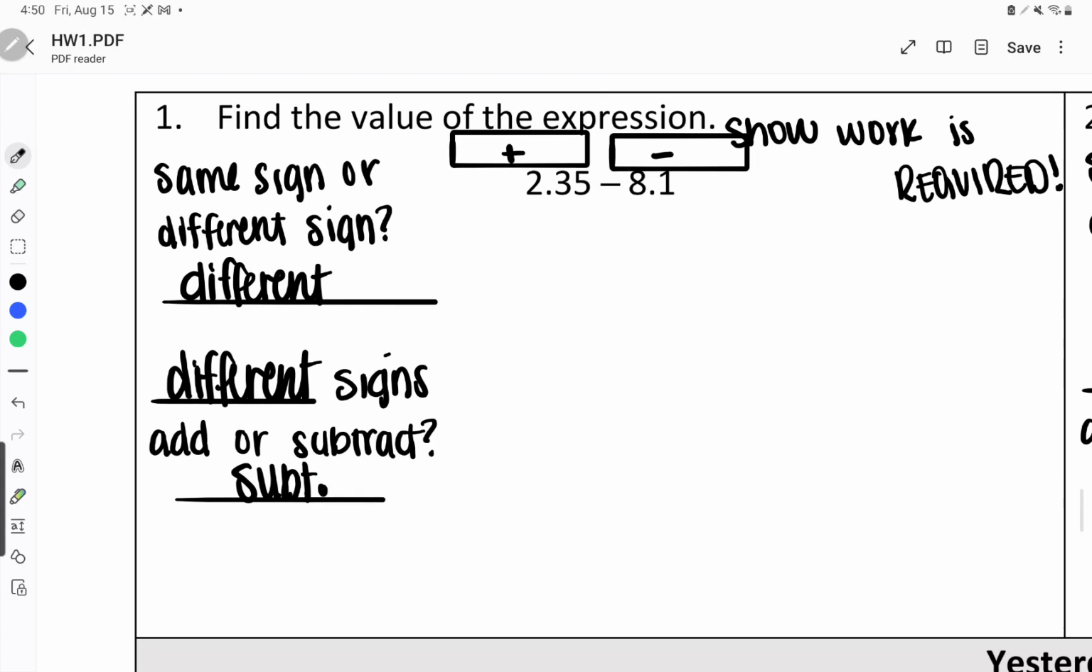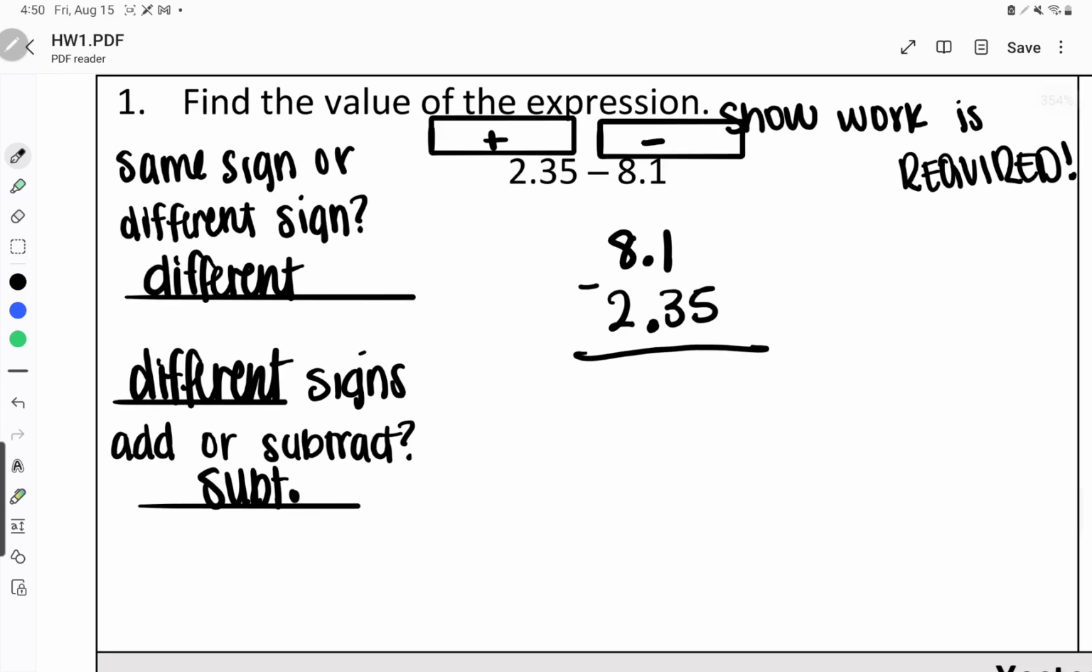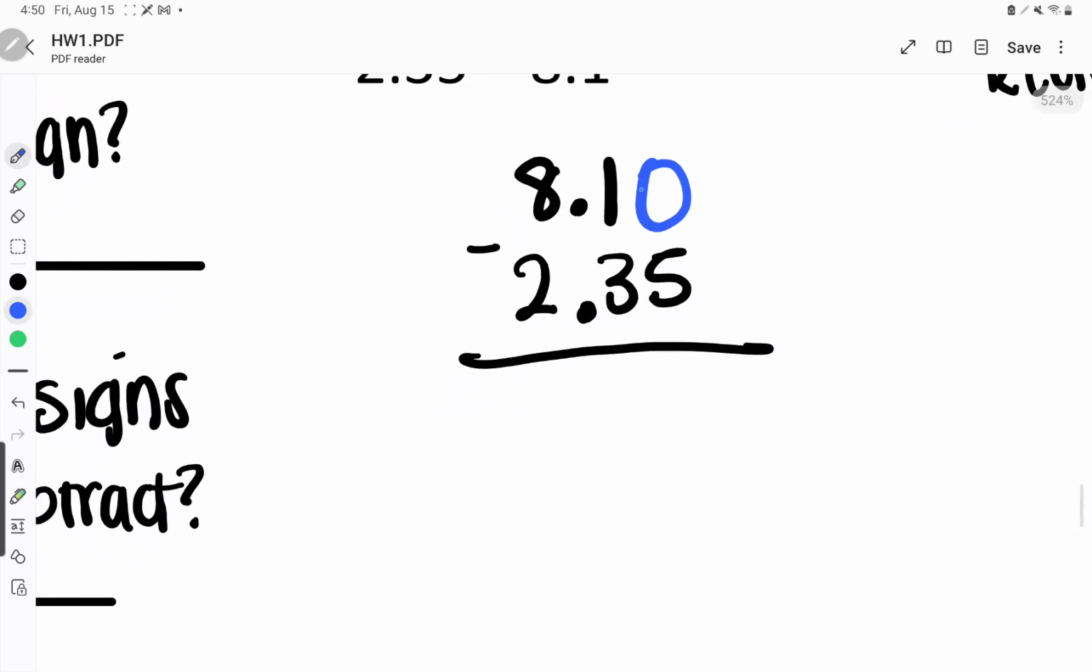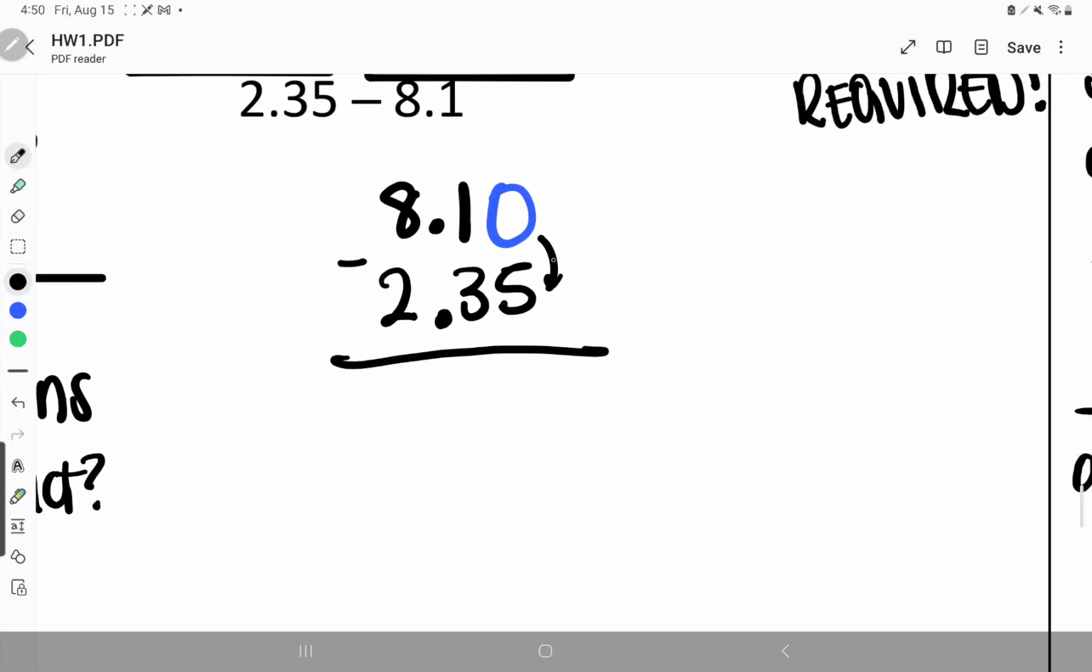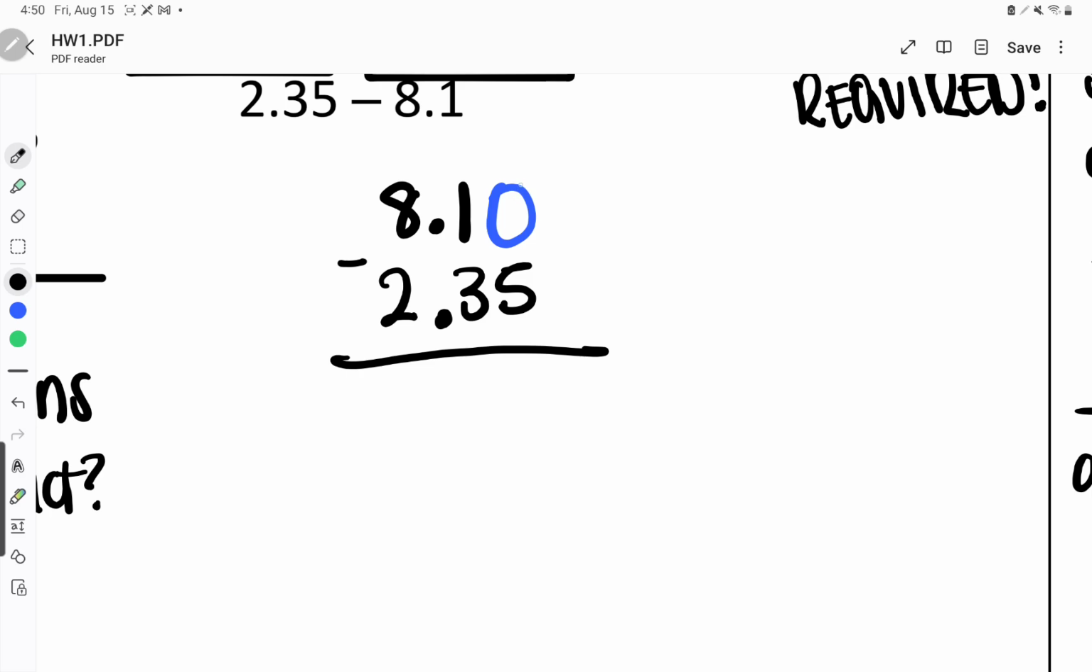So I put the bigger number on top. 8.1 is my bigger number, so I'm going to put it on top. 8.1. Now, when I add or subtract, what do I always have to make sure I do with my decimals? Line them up. So I'm going to plop another decimal right there, and it's going to be 2.35. Remember, we said we're subtracting, so here we go. I am missing a placeholder right here, so I'm going to add a 0 right there. Now that 0, we can't do 0 minus 5. So that 0 right there is going to turn into a 10. Now I just borrowed from the 1, so that 1 is going to turn into a 0.